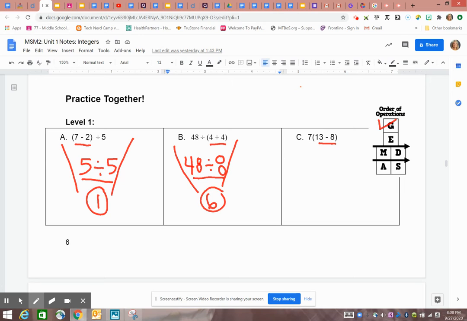I've got 13 minus 8, so that gives me 5. Now, notice if I drop the parentheses, that's okay, but I've got this 7 hanging around out front, which does not make this number 75. Since there's no symbol between the 7 and the parenthesis, it means multiply. So this would actually be 7 times 5, which is 35.